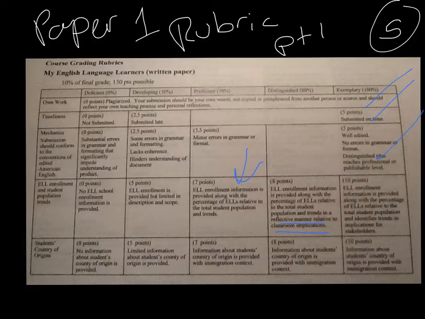The next one, countries of origin. You give me information about where the students come from. For this one, proficient and distinguished are the same. So just make sure you explain to me the context of the immigration status of the students.